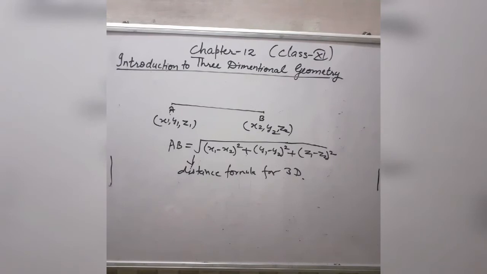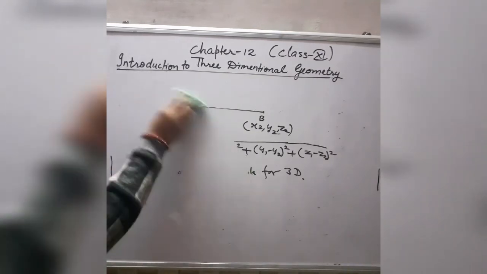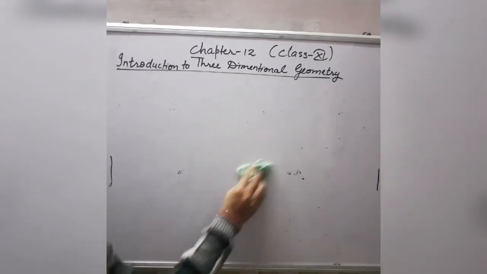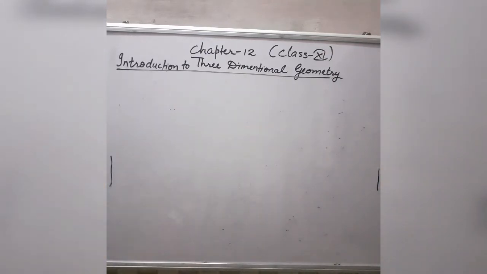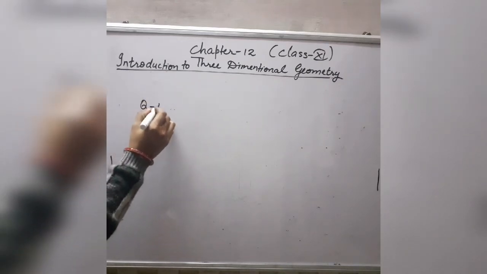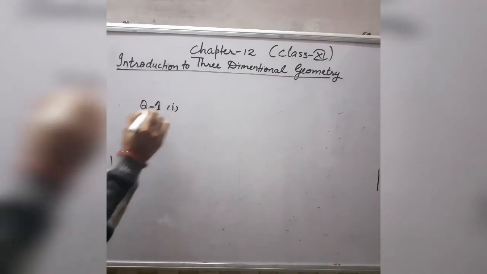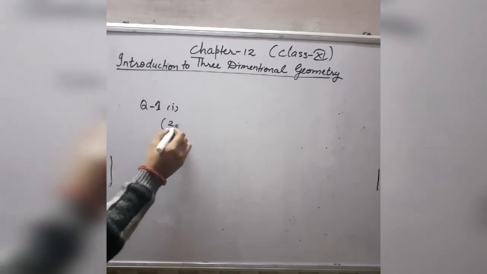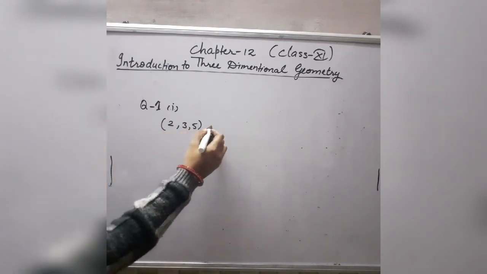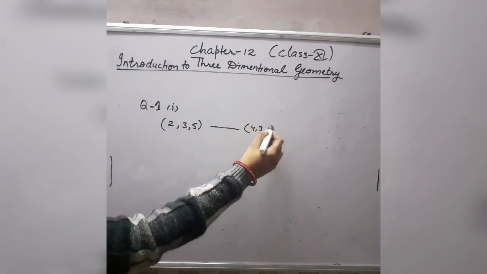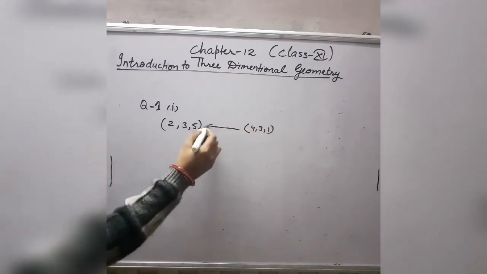So in the first question, 4 parts are given to you, and in all the 4 parts coordinates of 2 points are given to you, and you have to find out the distance between these points. So I am explaining only one part. So question number 1, let us see the first part of this question. Points given to you are 2, 3, 5. Second point is 4, 3, 1. And you have to find out this distance.